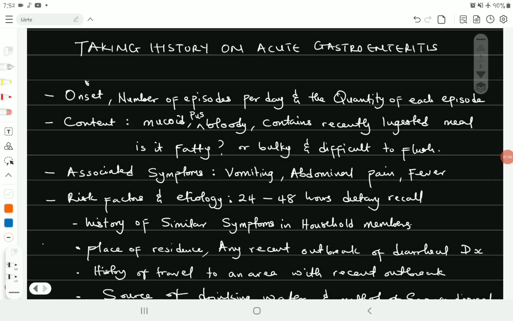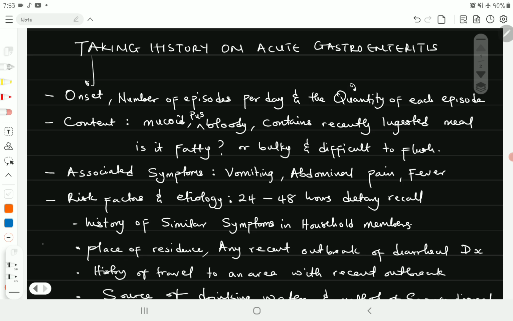Okay, so beyond the onset, you need to ask the number of episodes. Now, I know at times the patient might not be able to tell you, but do your best to substantiate the number of episodes per day. It won't be nice if your examiner does not hear the number of times. If the patient is telling you that on some days twice, on some days 3 times, on some days 4 times, just make an average of the number of times. Do you get? And the next thing you need to do is talk about the quantity of each episode.